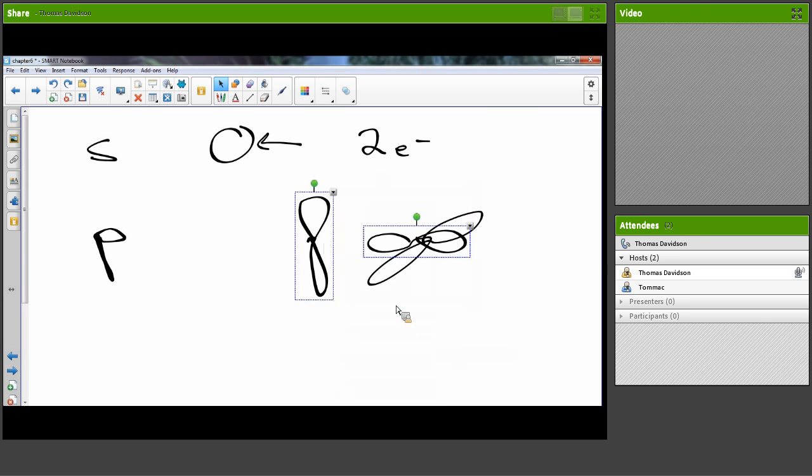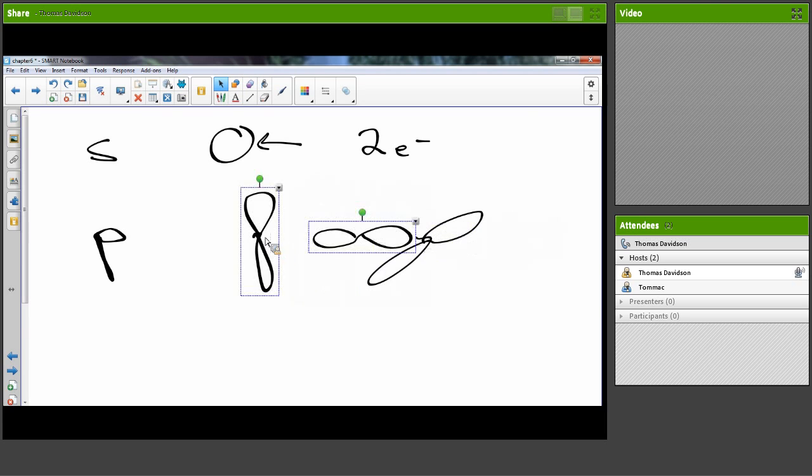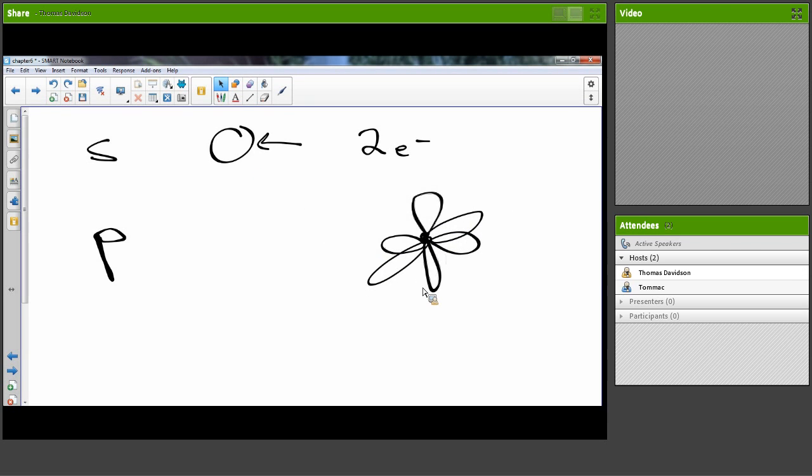Group. There we go. Hold on, wait for it. I'm smarter than this, I promise. Okay, but together they look like that.